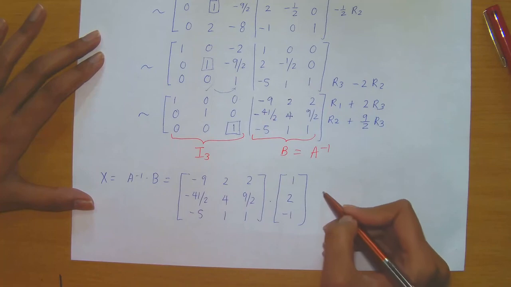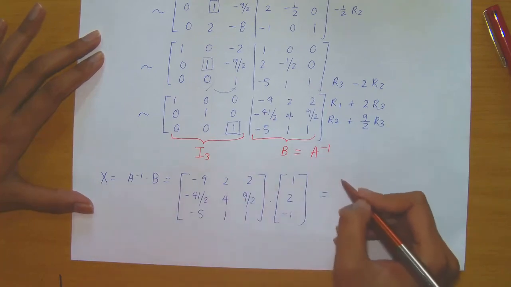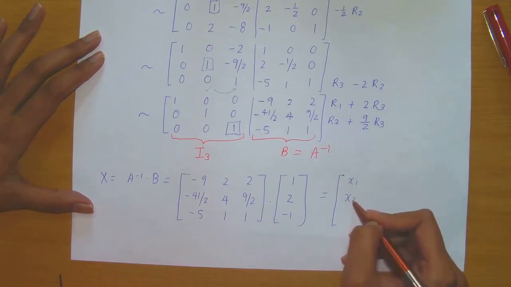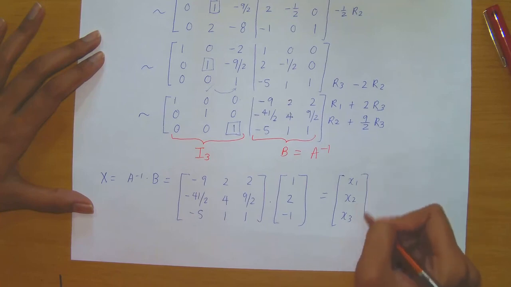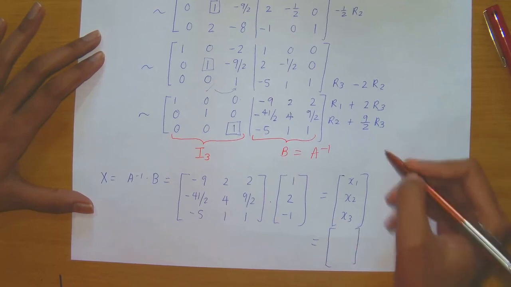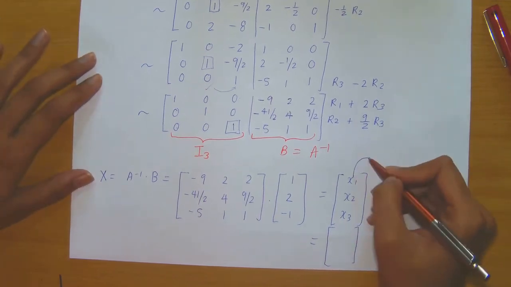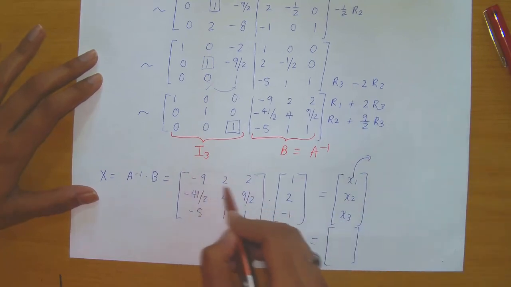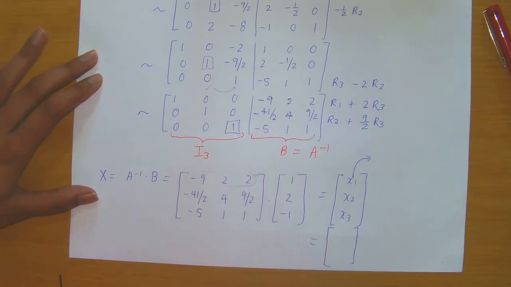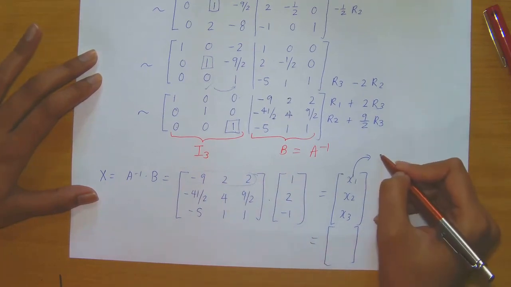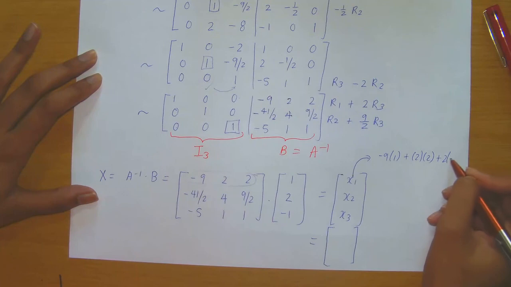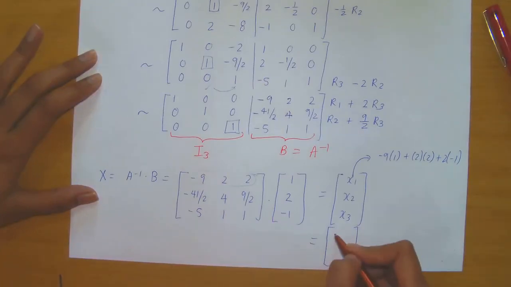Right, so the resultant size, the size of X, is 3 by 1 as you would expect, and we will be obtaining the solutions to X1, X2, and X3. That is what we want to obtain. So what is X1 equal to? Remember, X1 is going to be equal to row 1 being multiplied to column 1. So the entries in row 1 being multiplied to corresponding entries in column 1. So that is -9 times 1 plus 2 times 2 plus 2 times -1. And your answer there is -7.